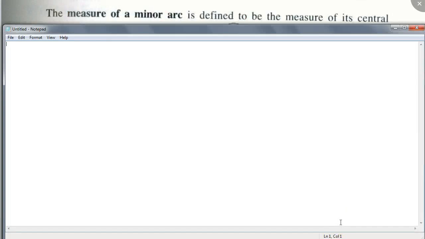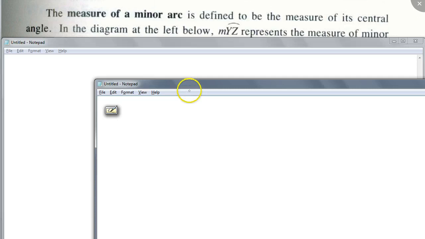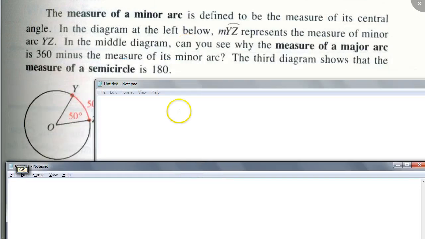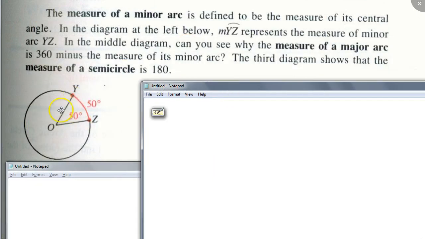So it turns out we can get the measure of a minor arc. Here's the definition. How do we define the measure of a minor arc? Well, it is defined to be the measure of its central angle. You did this in intro, believe it or not. So if you look at this picture down here, what's the central angle of this angle YOZ?